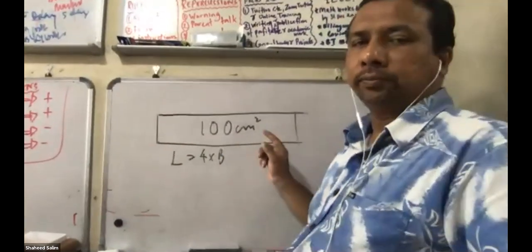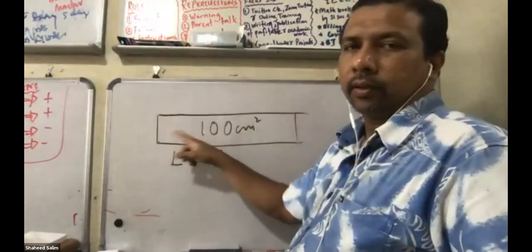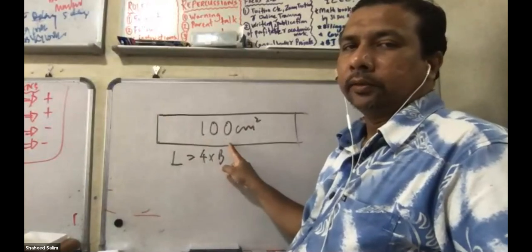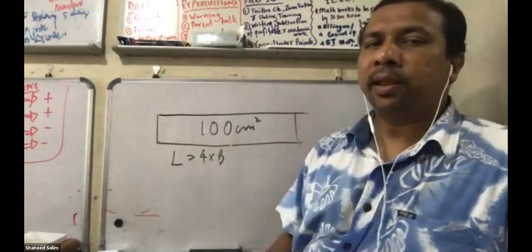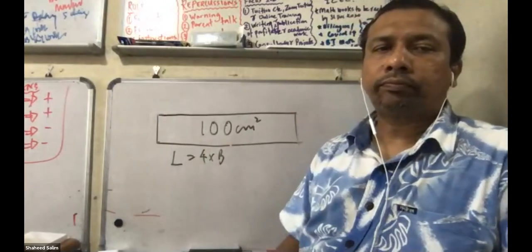Iman, you understand the question? The length is 4 times the breadth. Area is 100 square cm. Find what is the length and what is the breadth. The breadth is 5. The length is 20. Okay, well done.